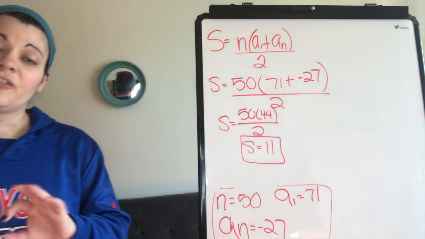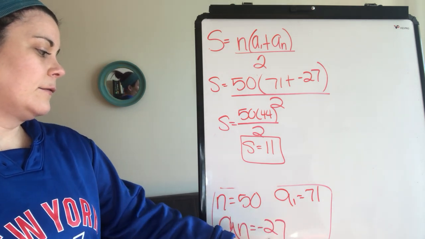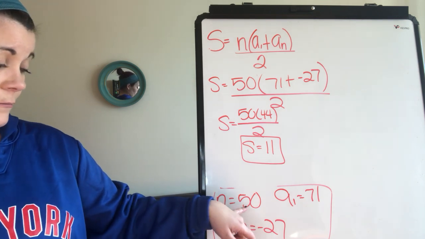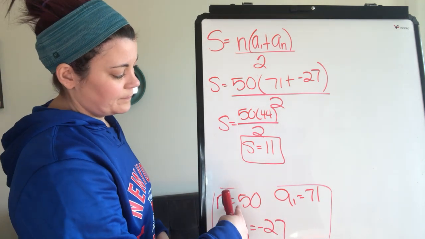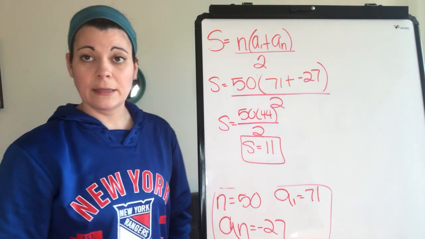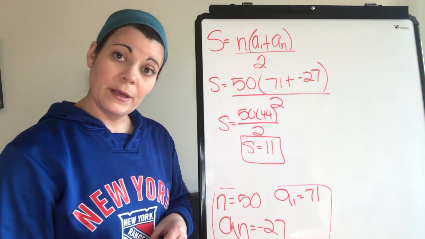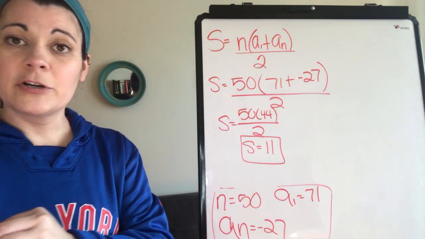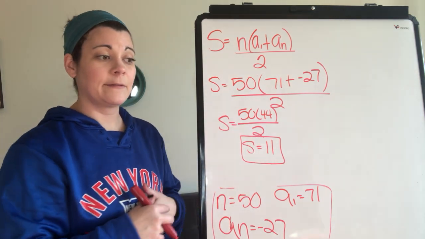So the sum of this series, where a1 is 71 and the last term is negative 27, and it follows the rule 73 minus 2p. Well, if we added up all those numbers in that series, we would get 11. And so that's how you find the sum of the series.